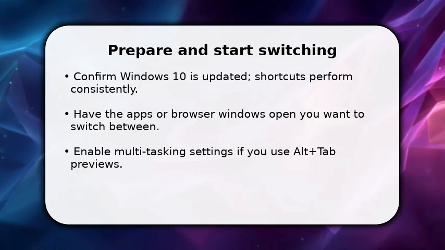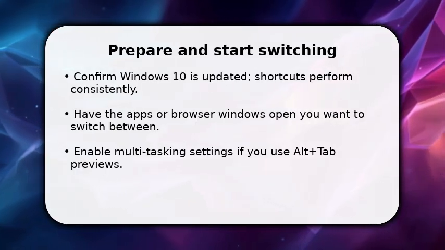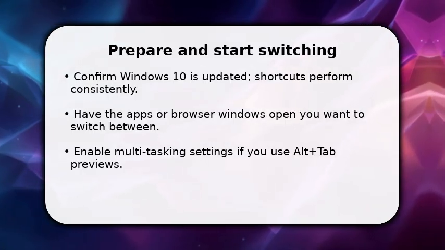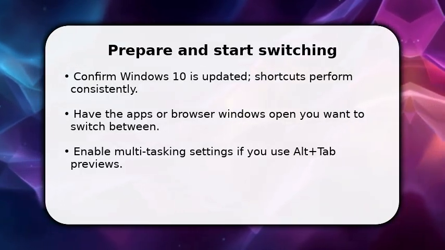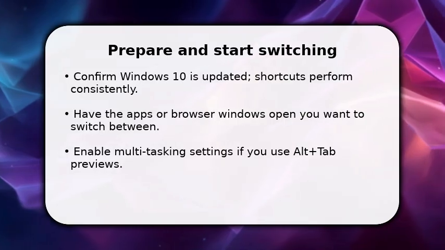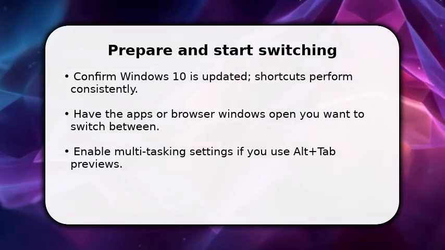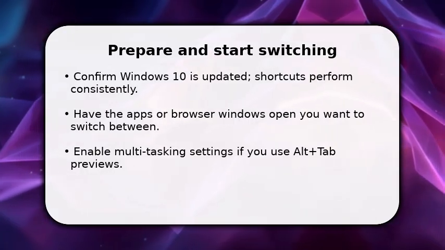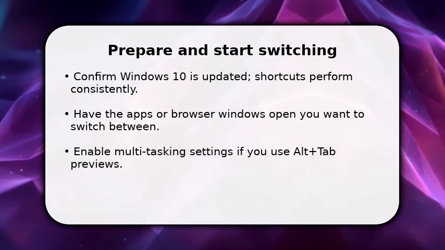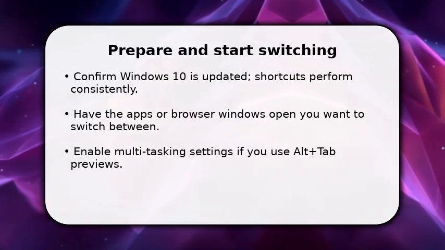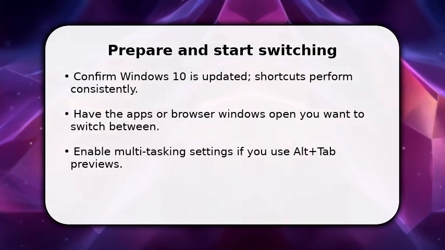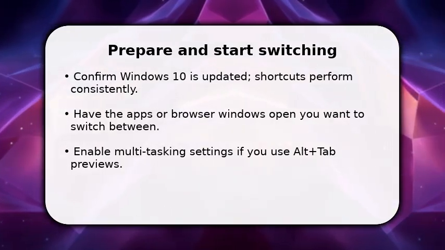Enjoy the video. You'll begin by preparing the desktop so switching is instant. Make sure Windows 10 is up to date and the apps or tabs you need are open. This reduces delays. Once done, use Alt plus Tab to preview open windows or Control plus Tab inside browsers for tabs. If you prefer thumbnails, make sure Task View is enabled in Settings, System, Multitasking. These steps prime Windows so the actual switching feels immediate and predictable when you start cycling.